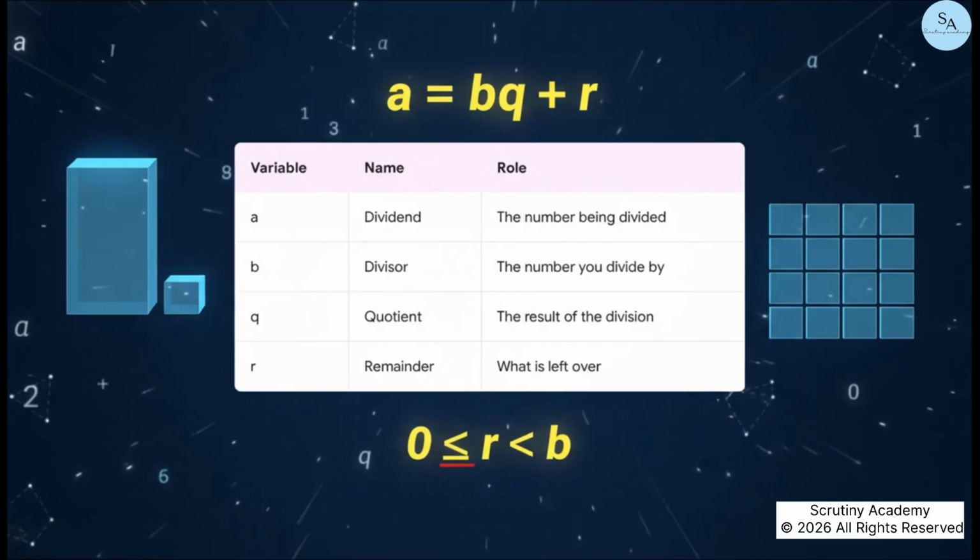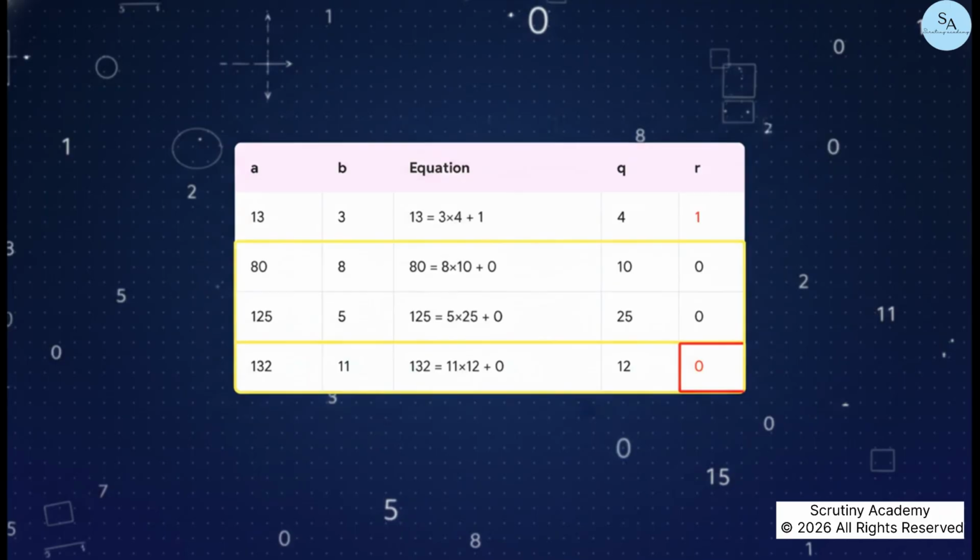Let's just do a quick breakdown of those variables so we're all on the same page. A is the dividend, that's the number you're starting with. B is the divisor. Q is the quotient, which is the main result of the division. And of course, R is our good friend, the remainder. What's left over? Let's see this thing in action. It makes it so much clearer.